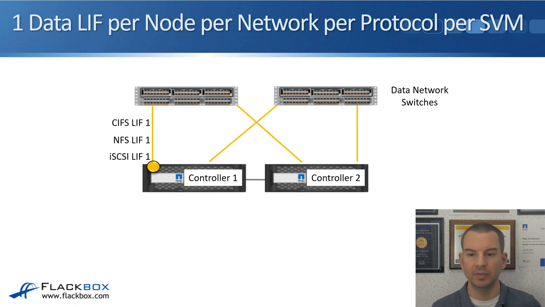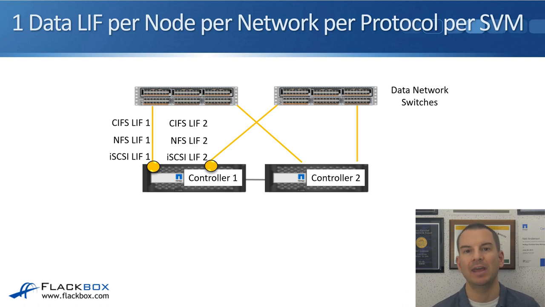That is the per protocol part. So we're going to have CIFS LIF one, an NFS LIF one, and an iSCSI LIF one on our first physical port on the controller for this example. We do the same for the second port as well. This is actually not at the port level, this is at the network level.